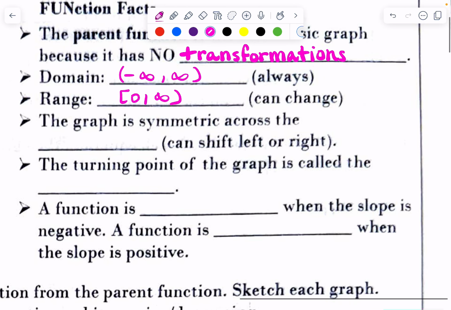The graph is symmetric across the y-axis. So think of it as if I was to fold the y-axis, it'll fold on top of itself, and it can shift left or right. The turning point of our graph is called the vertex.